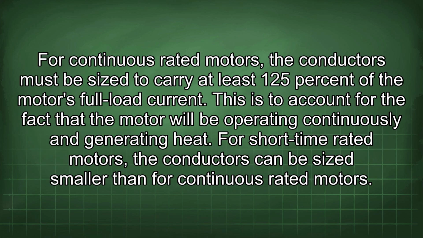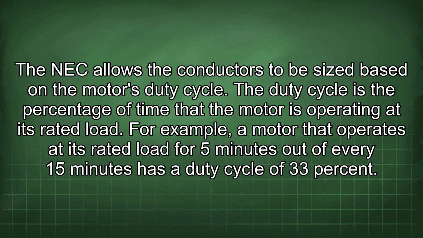For continuous rated motors, the conductors must be sized to carry at least 125% of the motor's full load current. This is to account for the fact that the motor will be operating continuously and generating heat. For short time rated motors, the conductors can be sized smaller than for continuous rated motors. The NEC allows the conductors to be sized based on the motor's duty cycle. The duty cycle is the percentage of time that the motor is operating at its rated load.